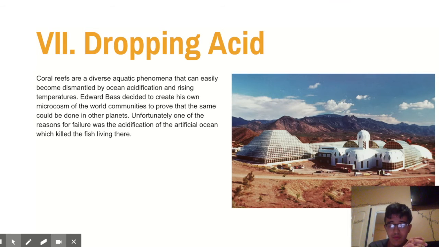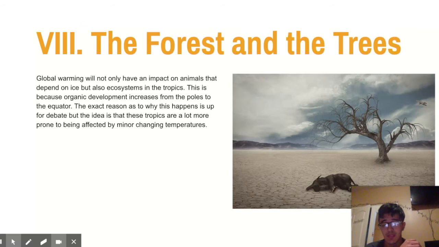And this is something we are familiar with, and we understand that without symbiosis, some organisms are not able to thrive. So, the forest and the trees. Global warming will have an impact on all ecosystems. We know that organic development increases from the poles to the equator, where we have tropics, and these tropics are filled with diversity that can be affected if temperature changes.